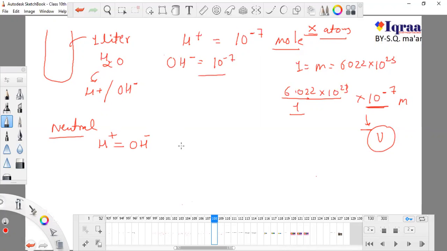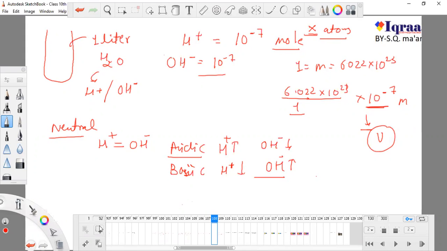If I say that something is acidic, then definitely it has more H plus ions and fewer OH minus ions. And if I say that something is basic, then it means that the number of H plus ions is less and the number of OH minus ions will definitely be high.